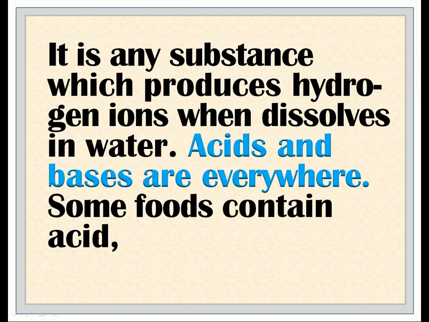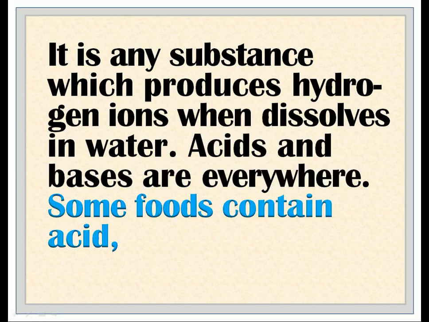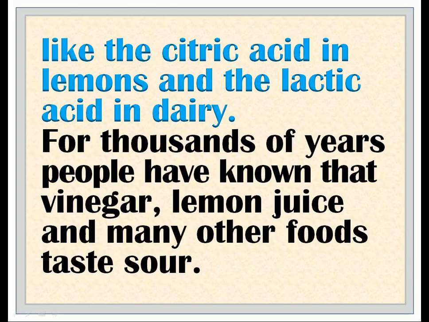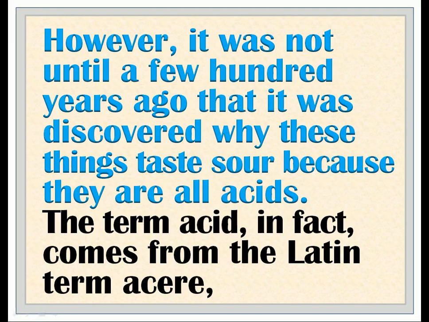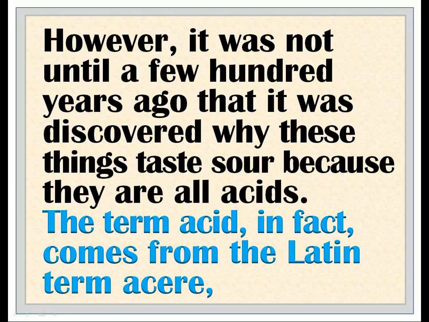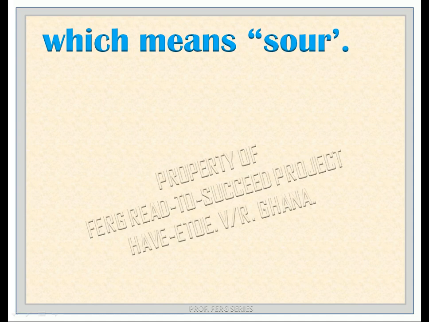Acids and bases are everywhere. Some foods contain acid, like the citric acid in lemons and the lactic acid in dairy. For thousands of years, people have known that vinegar, lemon juice, and many other foods taste sour. However, it was not until a few hundred years ago that it was discovered why these things taste sour, because they are all acids. The term acid, in fact, comes from the Latin term acidus, which means sour.